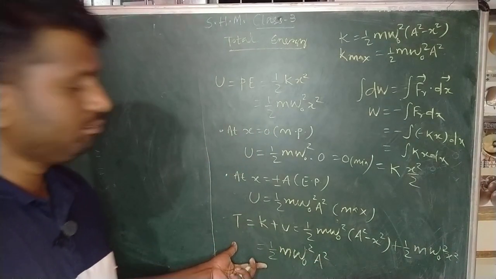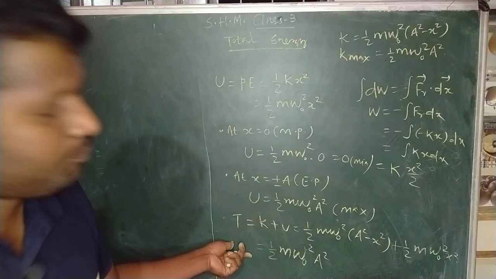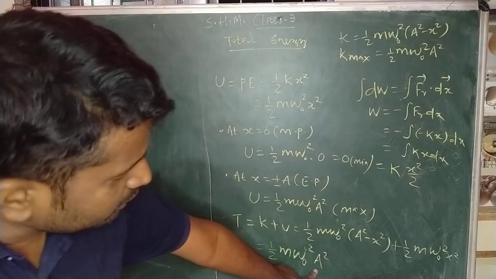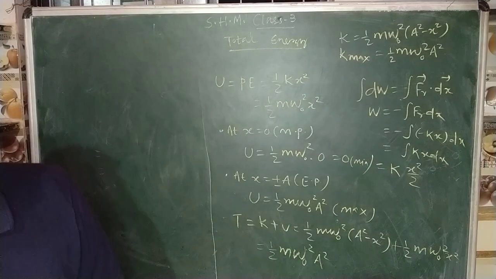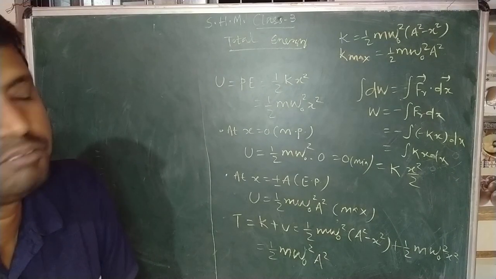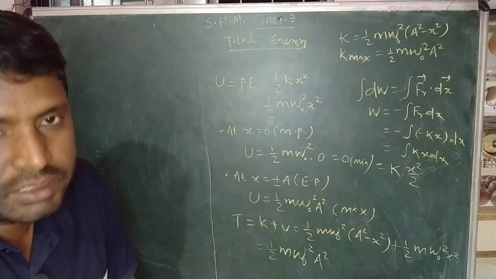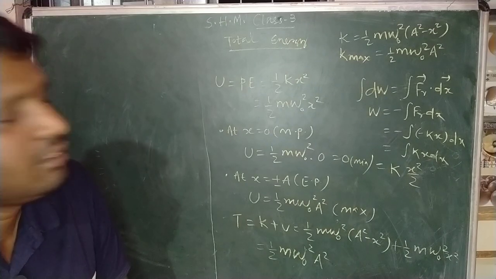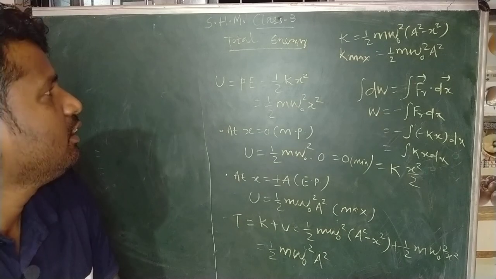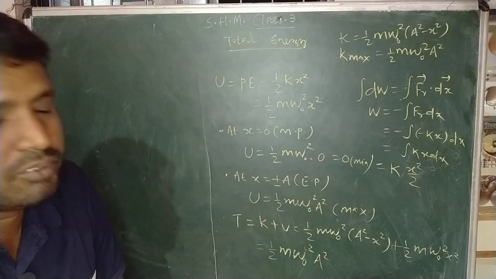This is our total energy of the oscillator. All are constants: R is constant, m is constant, omega naught is constant, a is constant. So the total energy of the oscillator in simple harmonic motion always remains constant. That means the law of conservation of energy holds good in simple harmonic motion.